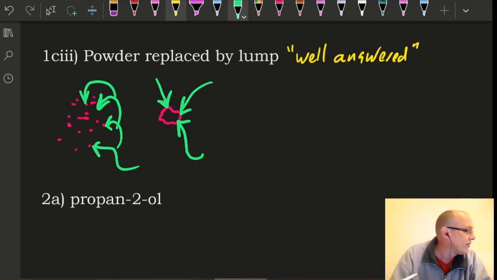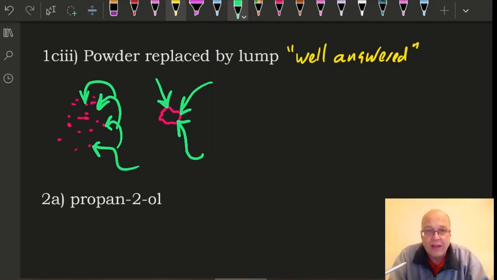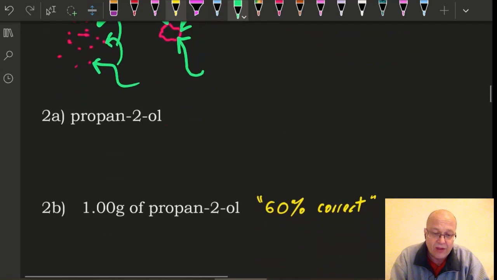So for 2 points, I'd say that the lump of iron has a smaller surface area, and to bring in collision theory, that means there's going to be less successful collisions per unit time. If you just say collisions, you don't get the point. If you say less collisions, you don't get the point. You have to say less collisions per unit time, or less frequent collisions. They're fussy, and rightfully fussy about that.